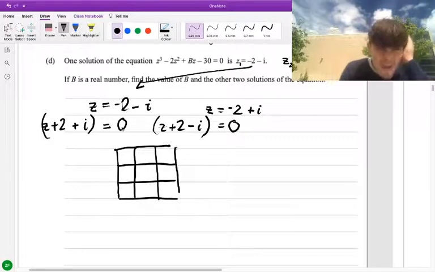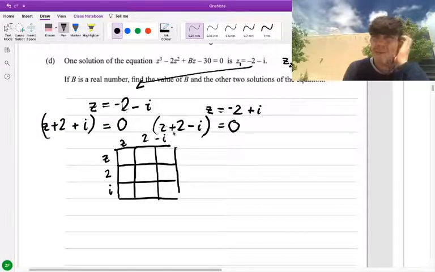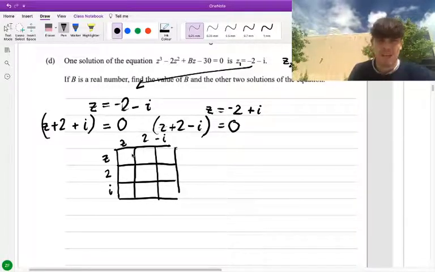Doesn't help too much. Okay, so I'm going to do this one here going down the side. Doesn't really matter where I do it. z, 2, i, they're all positives. And then I've got here z, 2 and -i. So what I'm doing is I'm just expanding these two brackets, but I'm going to use a table because I find it a lot easier.